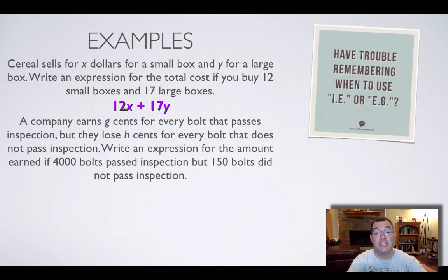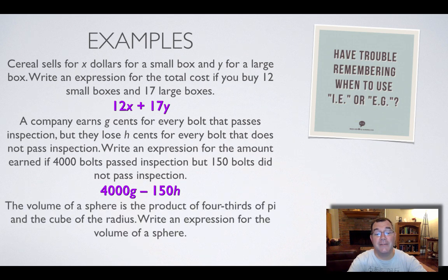If a company earns G cents for every bolt that passes inspection and they lose H cents for every bolt that does not pass inspection, we are to write an expression for the amount earned for 4,000 bolts that pass inspection and 150 bolts that don't pass inspection. So that means I'm going to get G cents for each of those 4,000 bolts, and I'm going to subtract H cents for each of those 150 bolts. So that gives me 4,000 G minus 150 H.